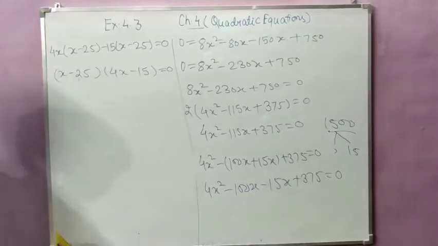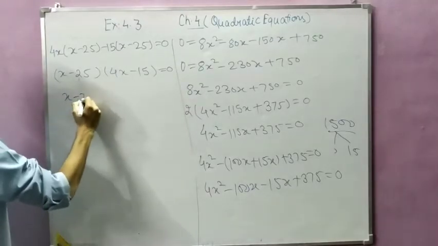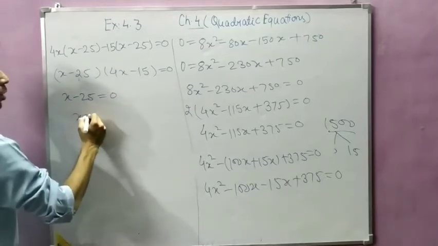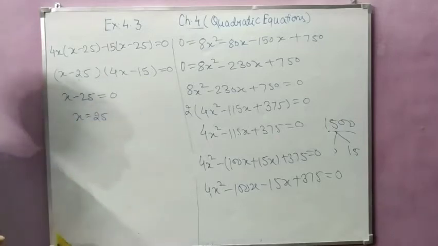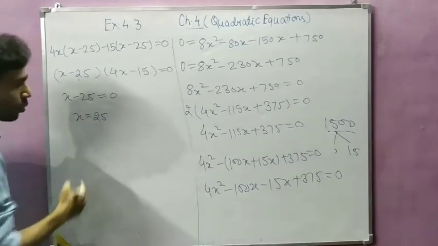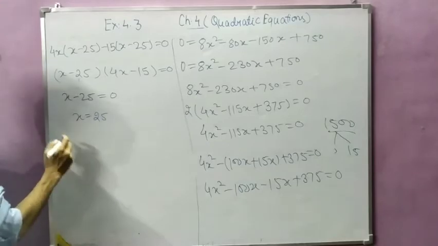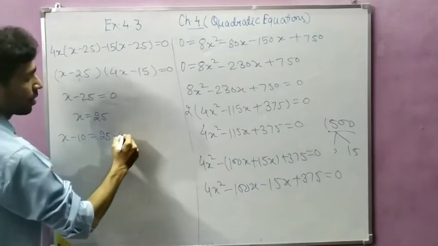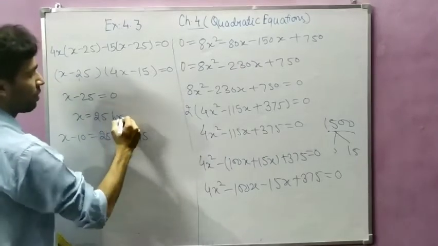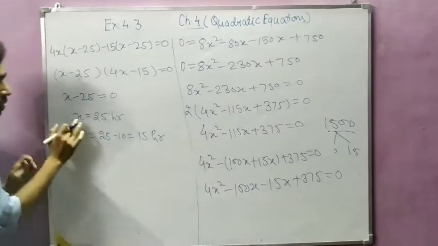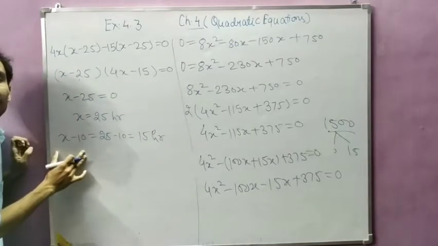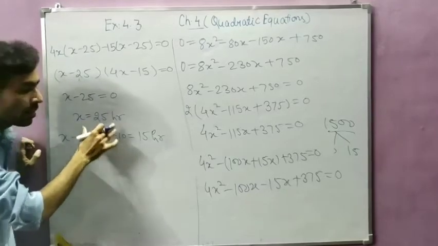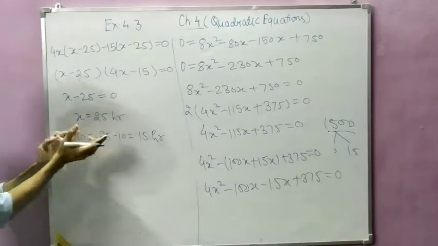So one by one we will equate them equal to 0. So x minus 25 when equal to 0, it will come x equal to 25. Okay. So when x equal to 25, what is x minus 10? x minus 10 will be 25 minus 10 equal to 15. So it is 25 hours, it is 15 hours. It was the time of smaller tap, it was the time of larger tap. So smaller tap takes 25 hours and larger tap takes 15 hours. So it is for one value of x.